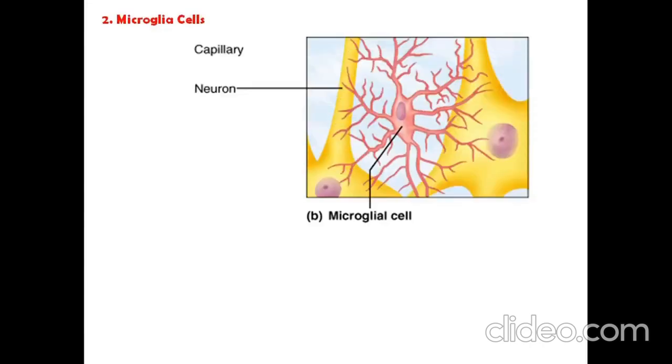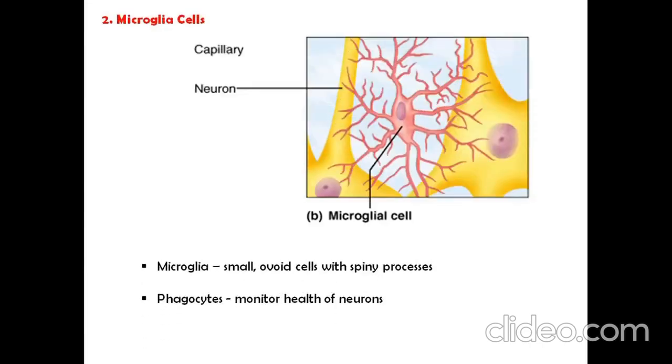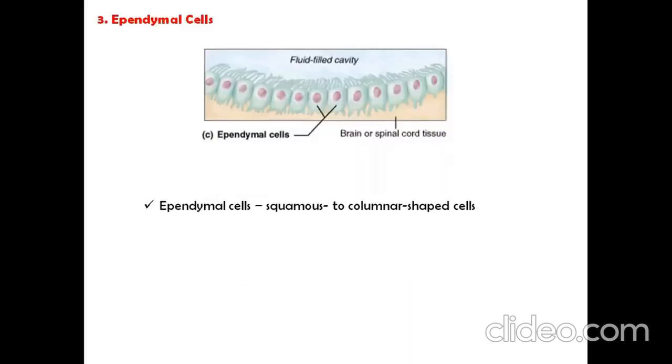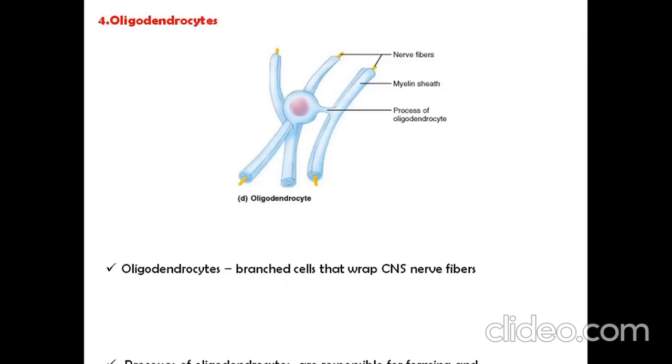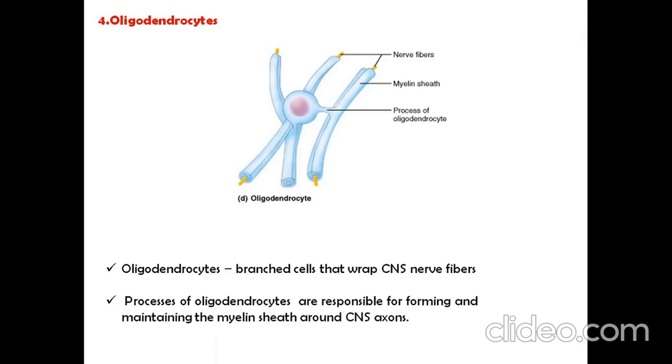Second one is the microglial cells. These are small ovoid cells with spiny processes, and their function is phagocytosis. Ependymal cells are squamous to columnar shaped cells and line the central cavities of the brain and spinal cord. Oligodendrocytes are branched cells that wrap the central nervous system nerve fibers, and their processes are responsible for forming and maintaining the myelin sheath around the CNS axons.